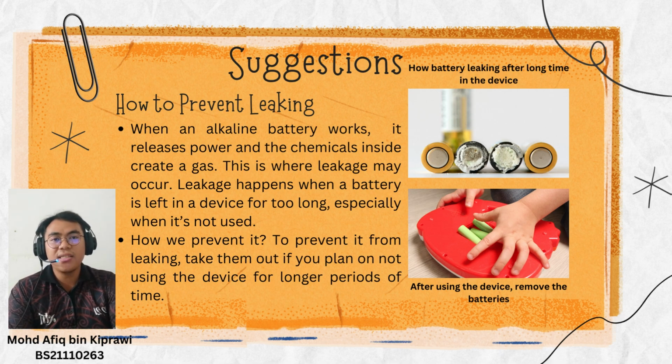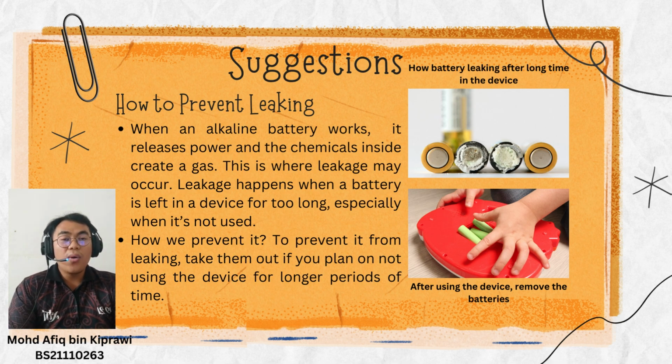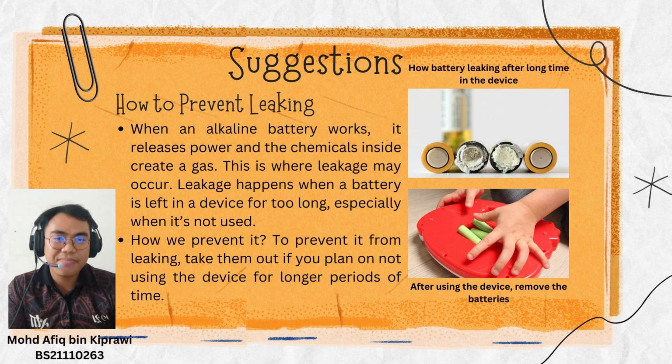I will present about suggestions. So the first suggestion is how to prevent leaking in a mercury battery. When an alkaline battery works, it releases power and the chemicals inside create a gas. This is where leakage may occur. Leakage happens when a battery is left in a device for too long, especially when it's not used. So how do we prevent it? To prevent it from leaking, take the batteries out if you plan on not using the device for longer periods of time. So that's all from me. Thank you.